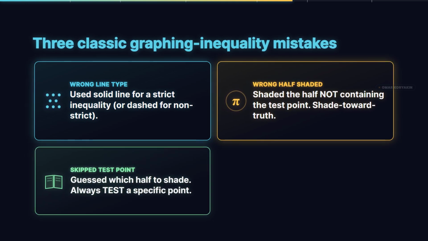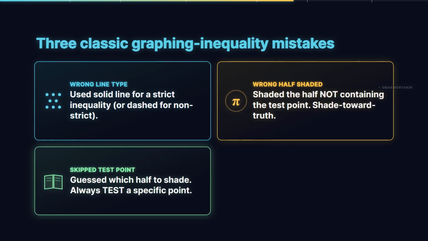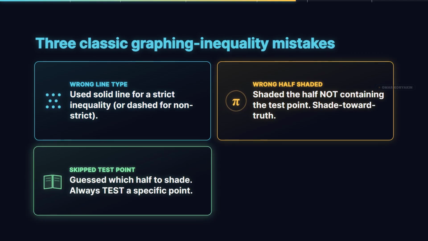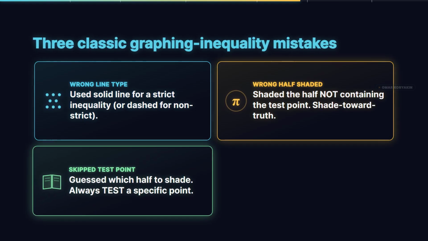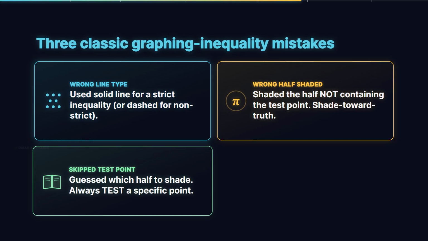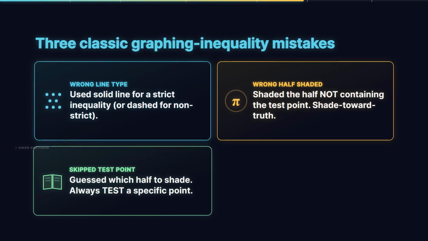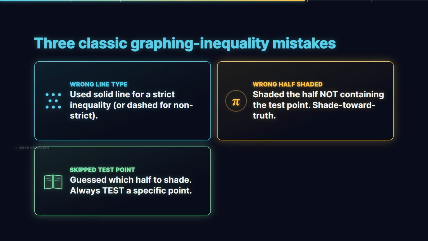Third mistake, skipping the test point step and guessing which half plane to shade by inspection. A student looks at y greater than 2x minus 1 and shades the half above the line by inspection because greater than feels like upward, getting the right answer for the wrong reason. The shortcut works for some inequalities but fails for others, especially when the equation is in standard form rather than slope-intercept form, or when the inequality has subtractions that confuse the spatial intuition. Always do the test point step explicitly. The 15 seconds of testing a point prevents wrong shading on the cases where intuition fails.